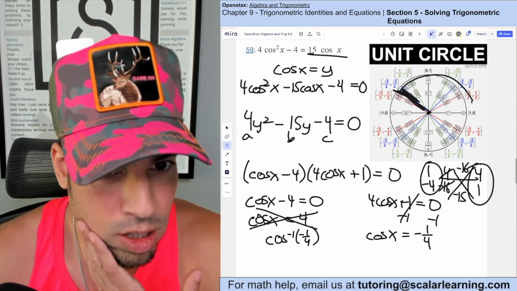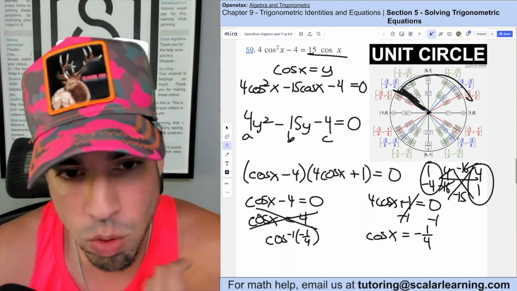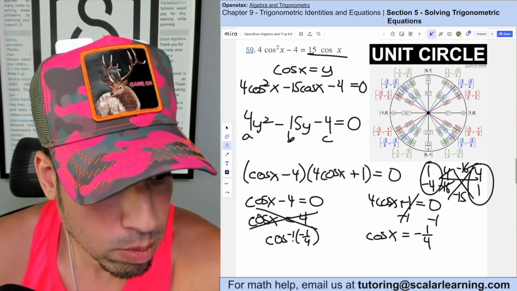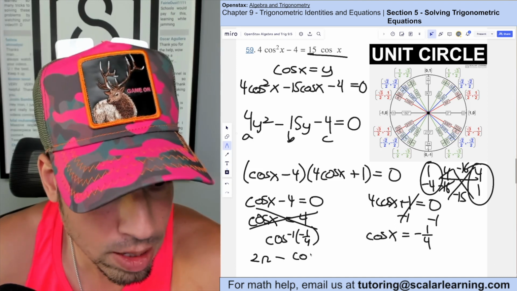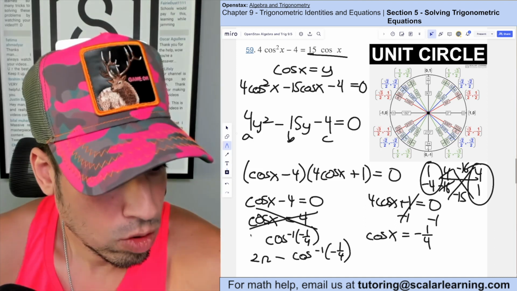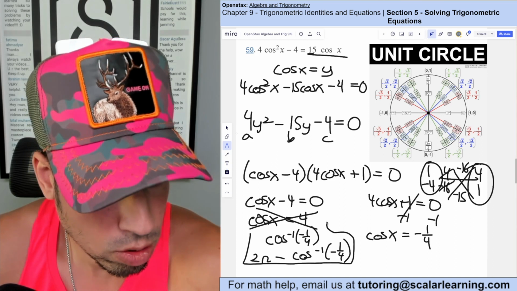That we have here in the second quadrant that would exist in the third quadrant. And we can find that just by subtracting this angle from 2 pi. So the second answer would be 2 pi minus this exact same angle. So these are your two solutions.